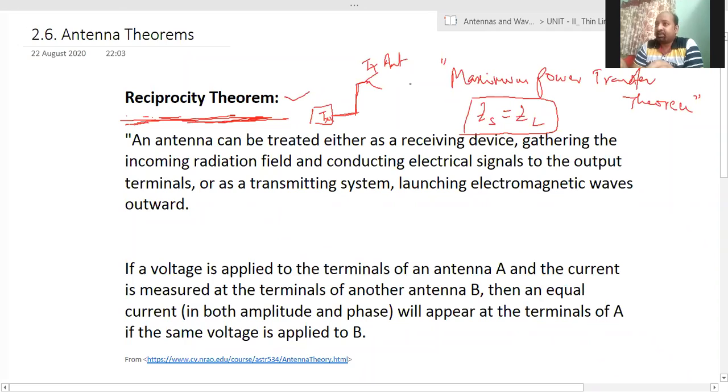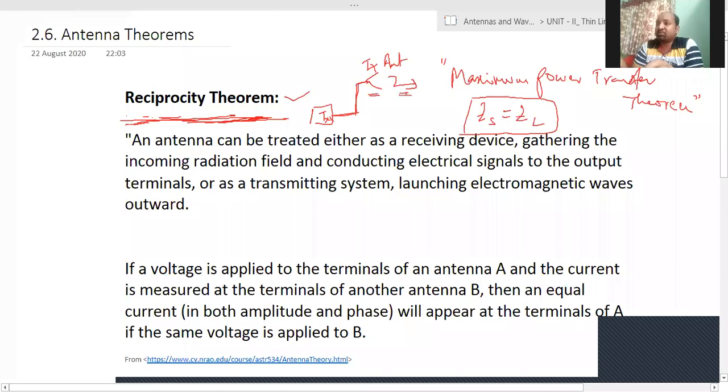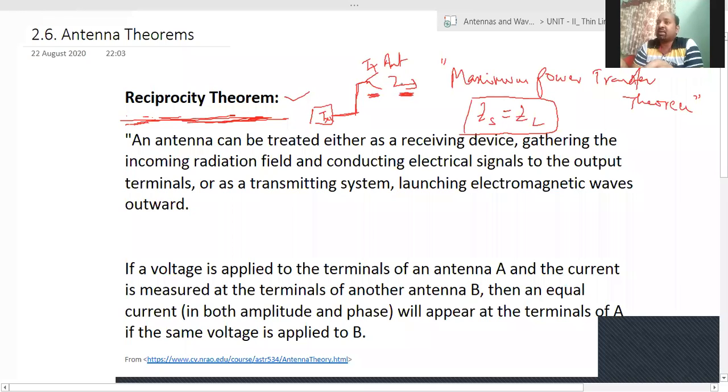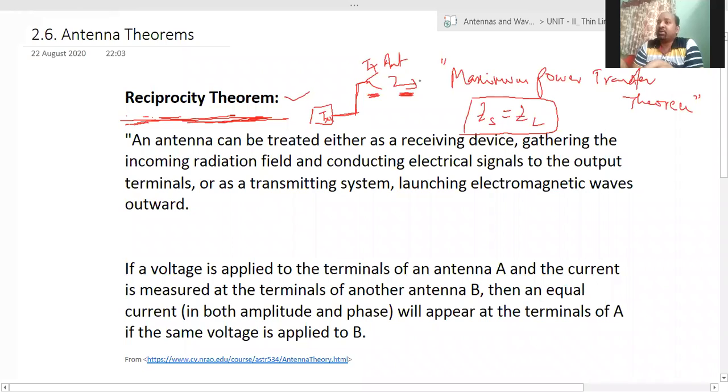Similarly, we know that an antenna radiates an EM wave. So maximum power will be radiated into the space when the antenna impedance is equal to the free space impedance. When the antenna impedance is equal to the free space impedance, then maximum power will be radiated into the space.